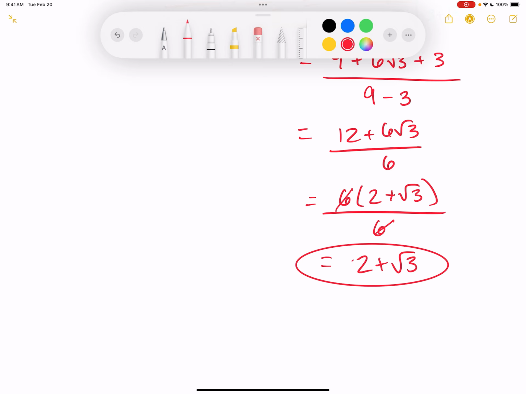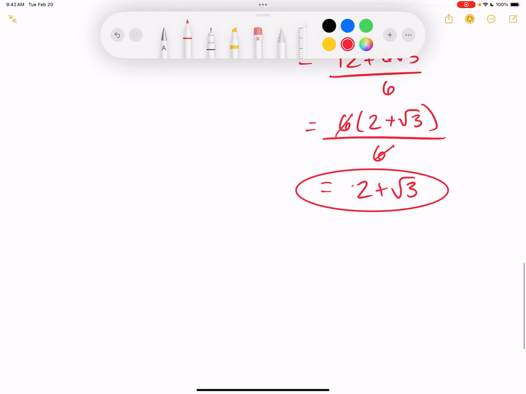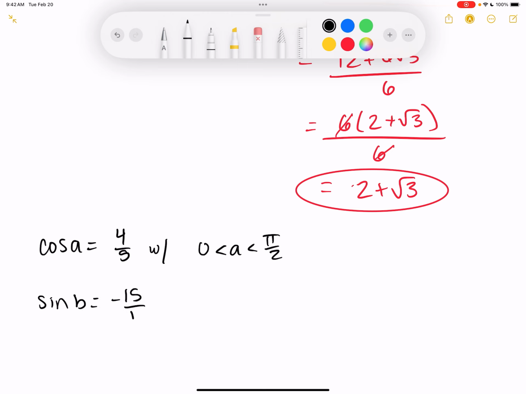Let's see. The next one says to evaluate the expression given that, so for the next several problems, this is going to be the information. Cosine of A is equal to 4 over 5 with 0 less than A less than pi over 2. And then sine of B is negative 15 over 17 with 3 pi over 2 less than B less than 2 pi.